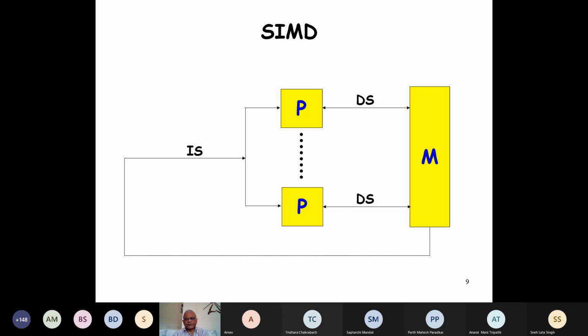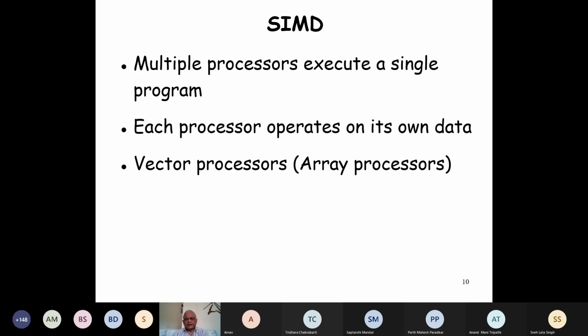Just have some patience. SIMD, as I said, has a single instruction stream. The single instruction is supplied to multiple processing elements or processors, and each processor takes a different data stream, works on it, and possibly updates the memory. The SIMD machines are the GPUs, vector processors, etc., which operate on their own data.